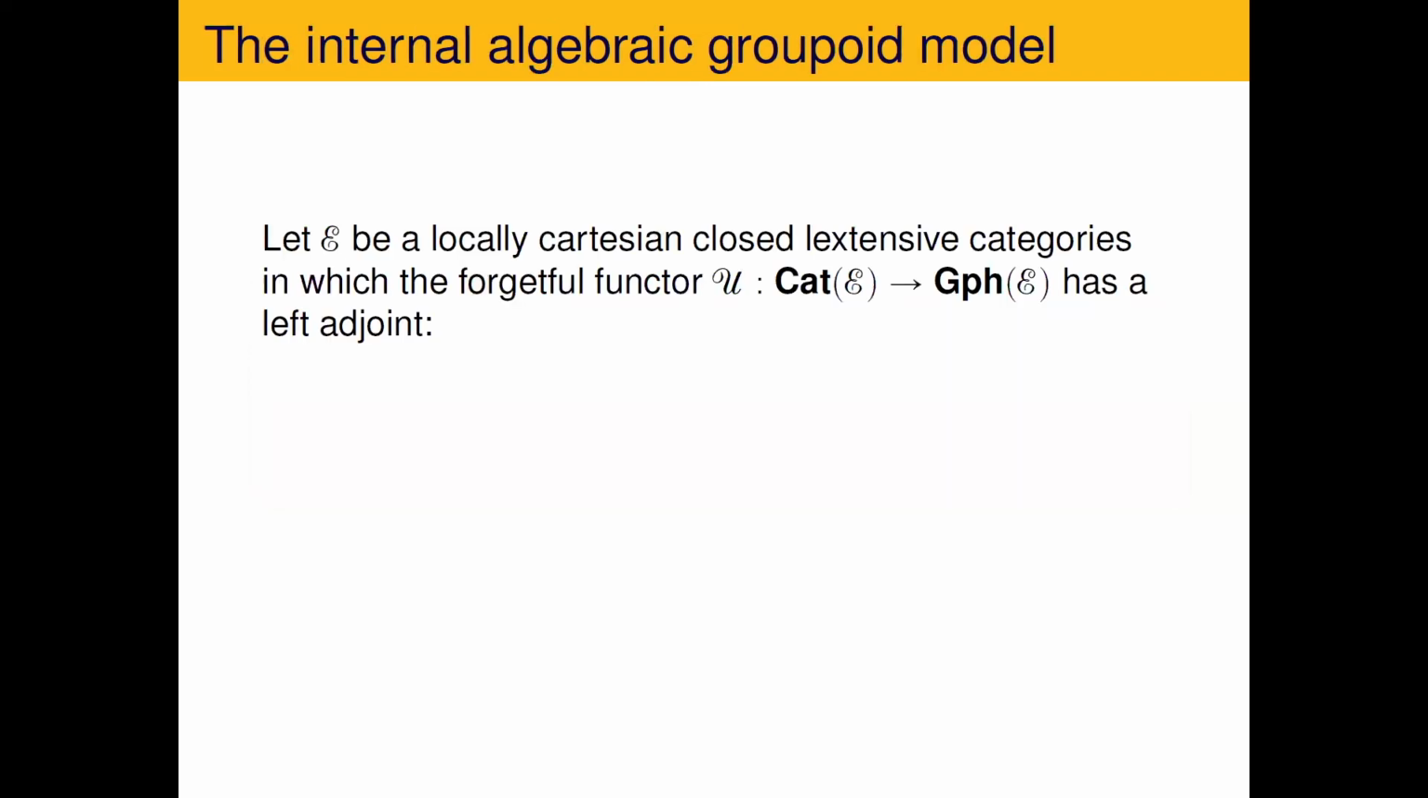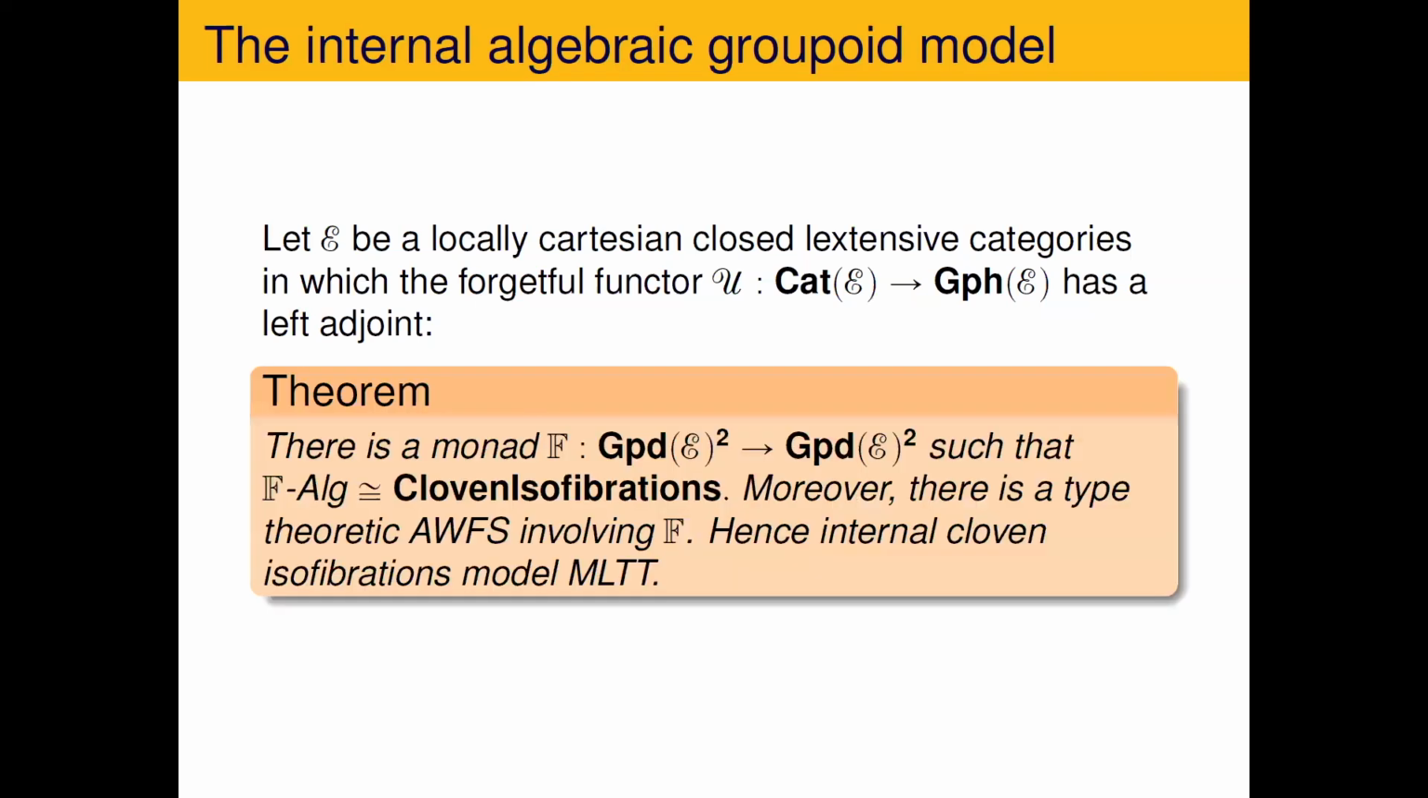So we're going to assume that E is a locally Cartesian closed extensive category in which the forgetful functor from internal categories to internal graphs has a left adjoint. It's maybe a bit abstract, but don't worry, I'll give some examples of such an E in a bit. But if we have this setting, then I guess the main theorem is that there is a monad on the category of arrows of internal groupoids, such that the algebras of this monad are exactly the cloven isofibrations, and these form a type theoretic algebraic weak factorization system, and so give a model of Martin-Löf type theory this way.